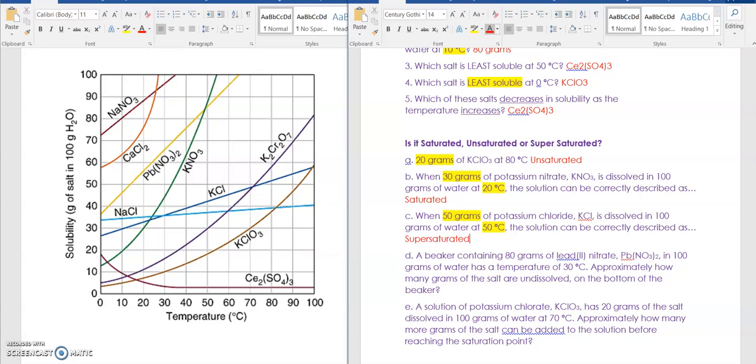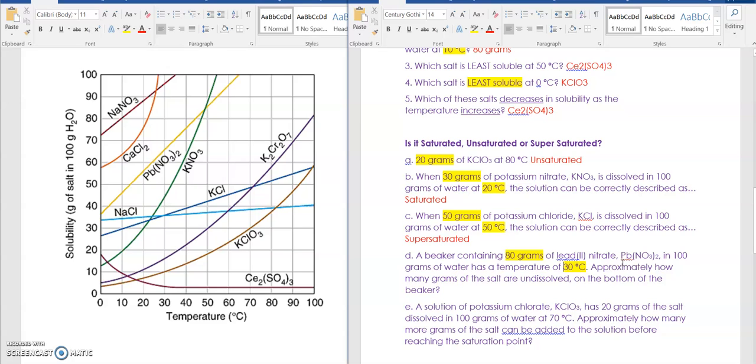All right. Letter D says a beaker containing 80 grams of lead nitrate and 100 grams of water has a temperature of 30 degrees. Approximately how many grams of salt are undissolved on the bottom of the beaker? So I first want us to start with the same things we were highlighting. How many grams have been forced in? What is the temperature? And what is the chemical compound that I'm going to be looking for in my chart?